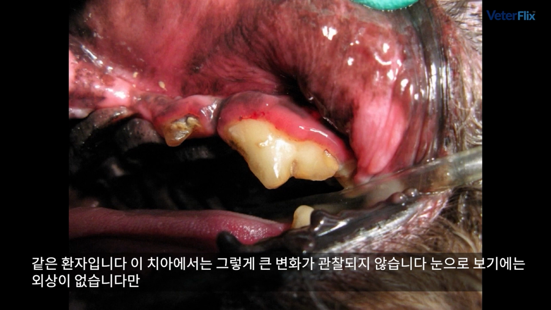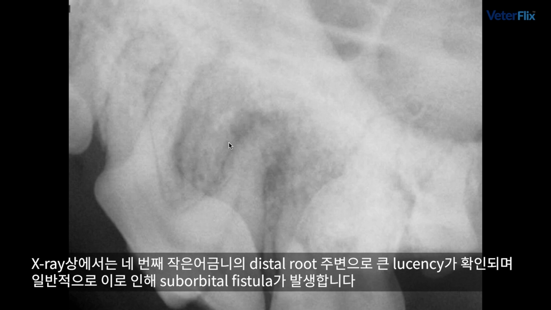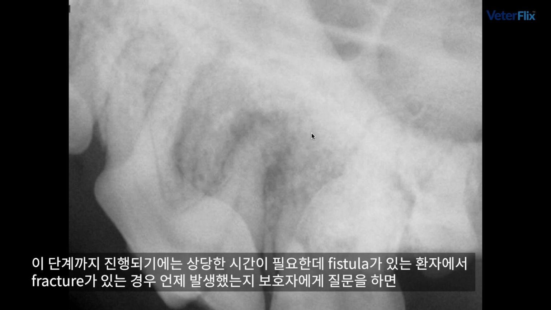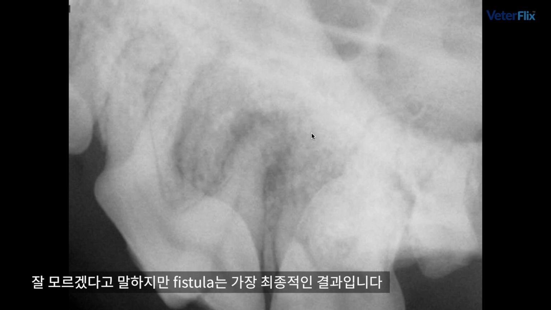There's no trauma that we can see, but radiographically, you can see that there's a large lucency surrounding the distal root on this fourth premolar, which classically results in that suborbital fistula. Now, these take a considerable amount of time to develop, and we know this because quite often we get patients in that have fistulas, and we inquire when the origin of the fracture occurred, if there is a fracture.